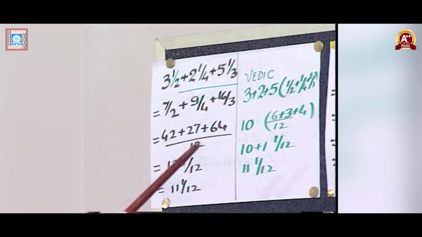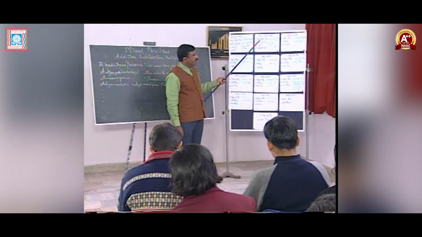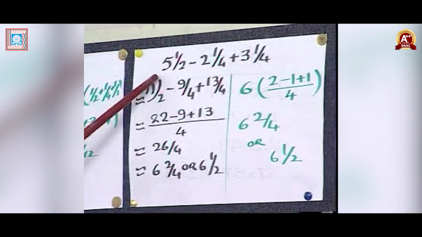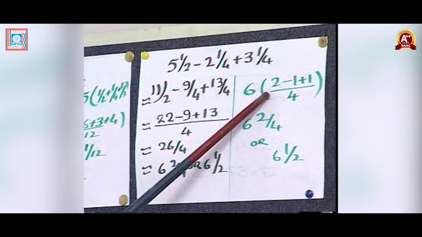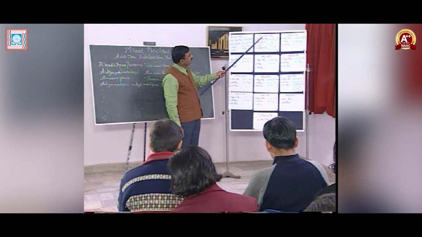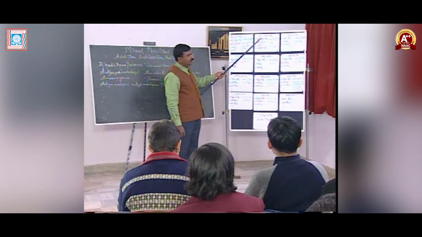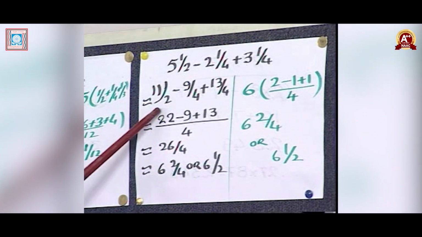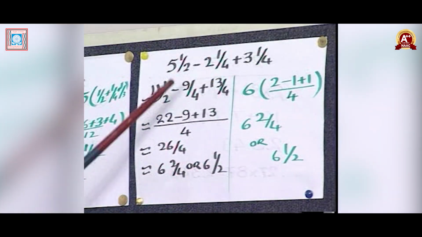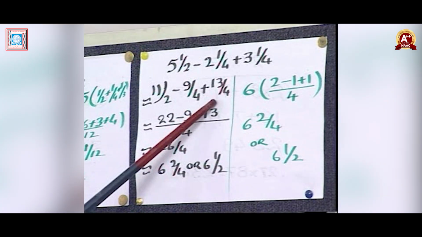Let us take a problem of additive subtraction of mixed fractions. In this example, there are two additions, 5 integer 1 by 2 plus 3 integer 1 by 4, and one subtraction, 2 integer 1 by 4. What is the value of 5 integer 1 by 2? 5 twos are 10 plus 1, you get 11 by 2. The value of 2 integer 1 by 4 is 9 by 4. The value of 3 integer 1 by 4 is 13 by 4.